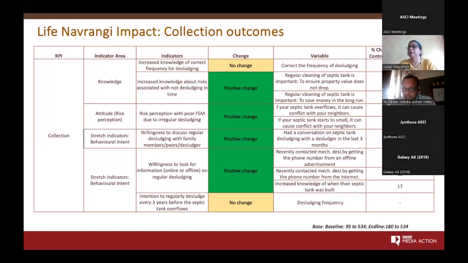Let me tell you that the evaluation that we designed for Navrangi Re was a randomized control trial, which is the gold standard in any kind of attribution research. This is considered to be the gold standard in any research, and you are able to attribute whatever change has occurred specifically to your intervention.